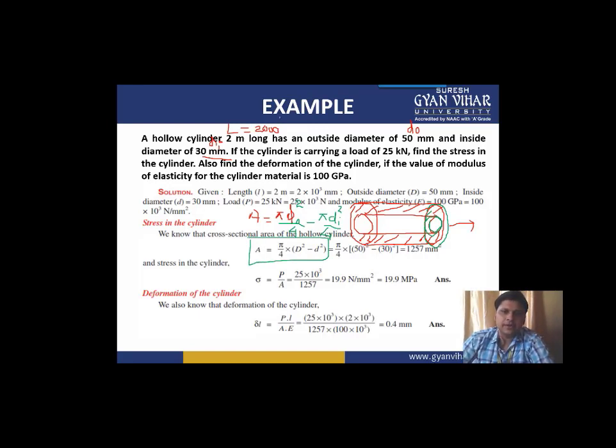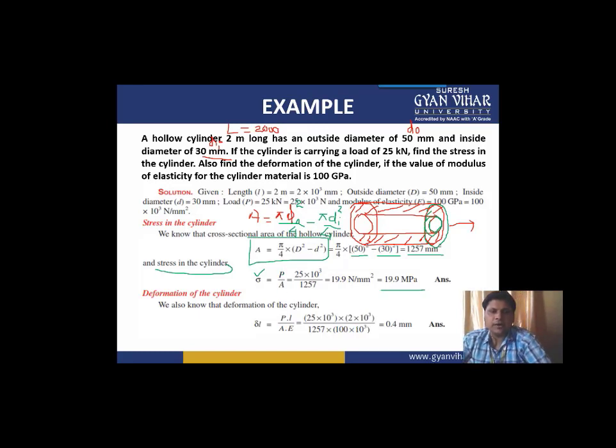So both values are given to you. The values are 50 and 30. In this way you get the cross sectional area as 1257 mm square. And the stress acting in the cylinder is denoted by sigma. We all know the formula P by A.